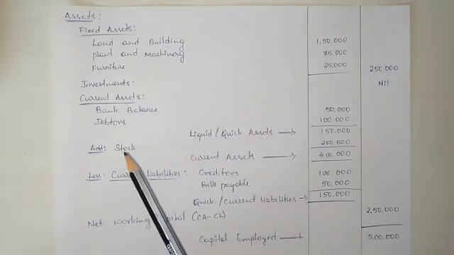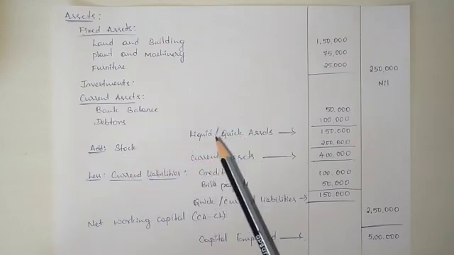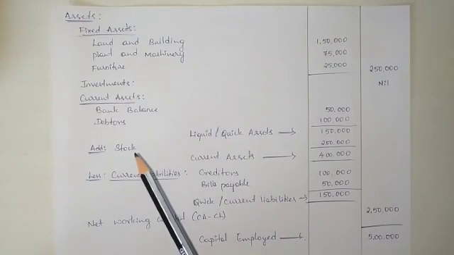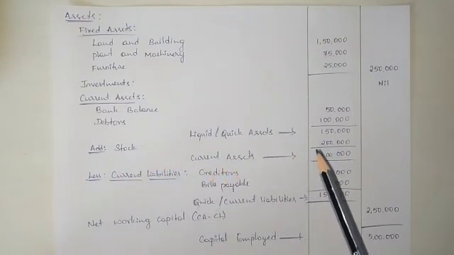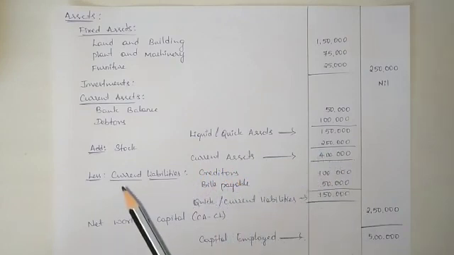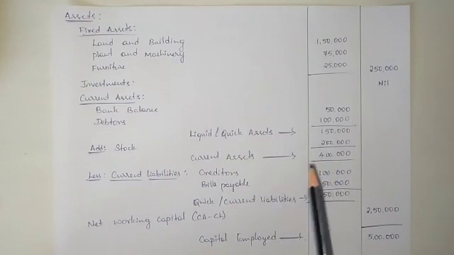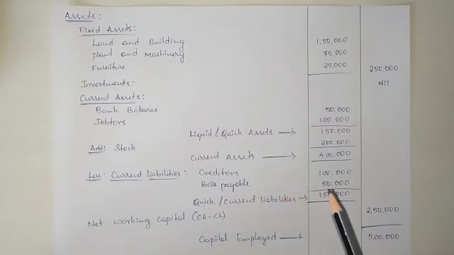And stock is also a current asset, which is added later. So to the liquid assets or quick assets, I am adding stock. Stock is 2,50,000. So total current asset is going to be 4 lakh rupees. From this current asset, I am reducing the current liability. Current liability is creditors and bills payable, that is 1,50,000, the total current liability.